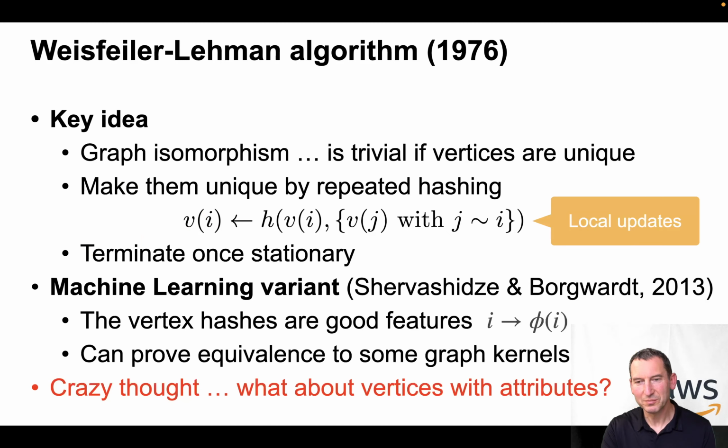And mind you, this idea is actually quite old. So there's this algorithm by Weisfeiler and Lehman from 1976. And it basically goes as follows. It says, well, a graph isomorphism is trivial if all the vertices have unique IDs. So overall, graph isomorphism is a hard problem. But if all the vertices were uniquely labeled, then you could easily solve the graph isomorphism problem.